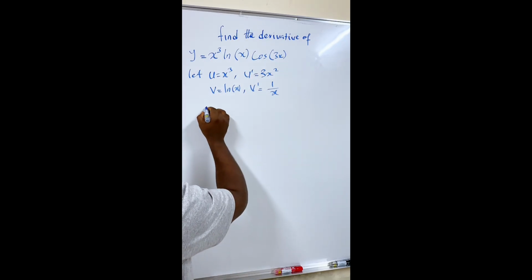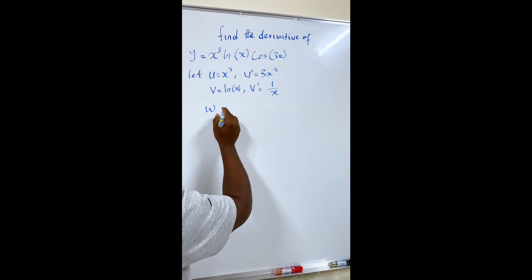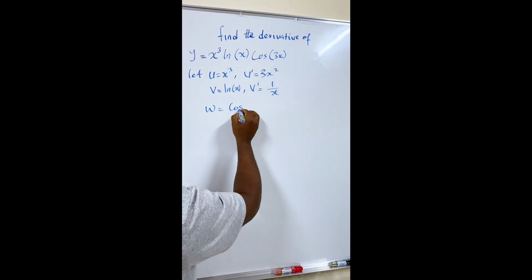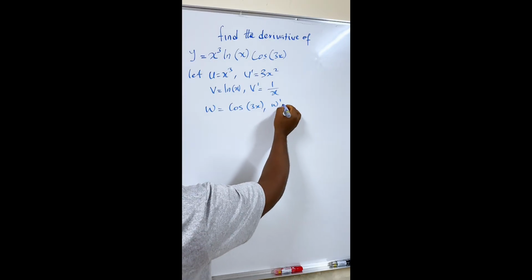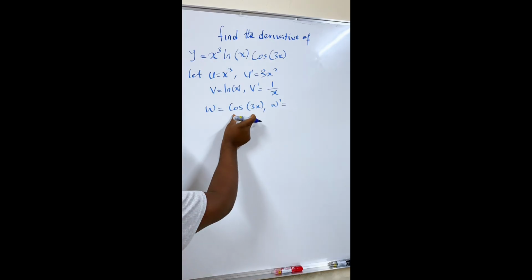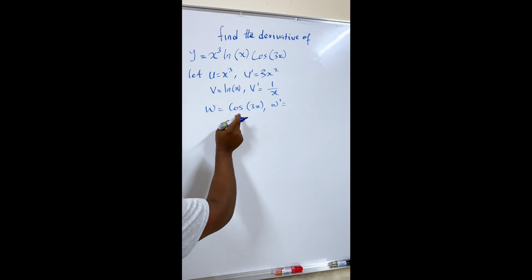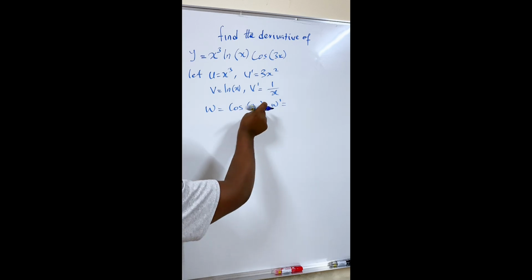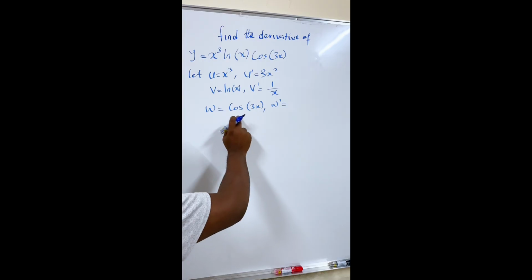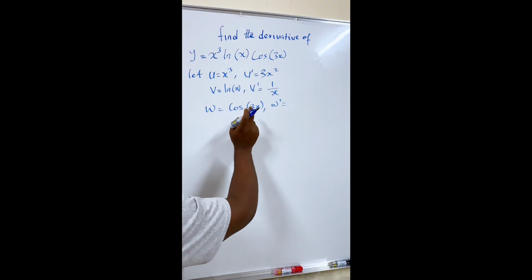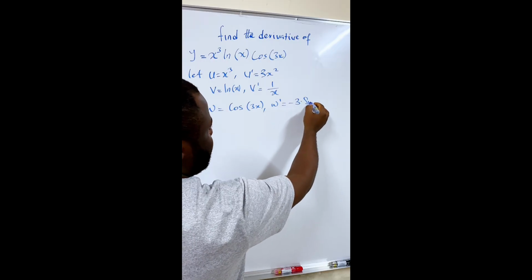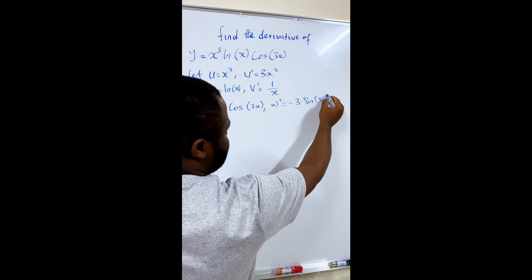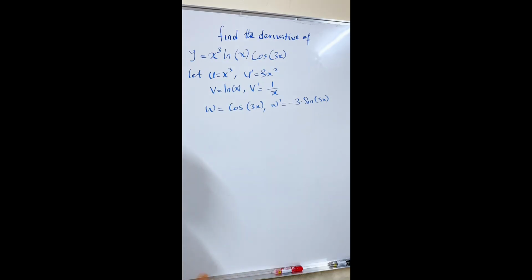But for cos, we can say w equals cos 3x. If you want to find w prime, remember this is a composite function. So we have another function inside the trigonometric function, so here we use the chain rule. What you just have to do here is negative 3 multiplied by sine 3x. If you don't know how to do this, go and watch my video where I explain this.